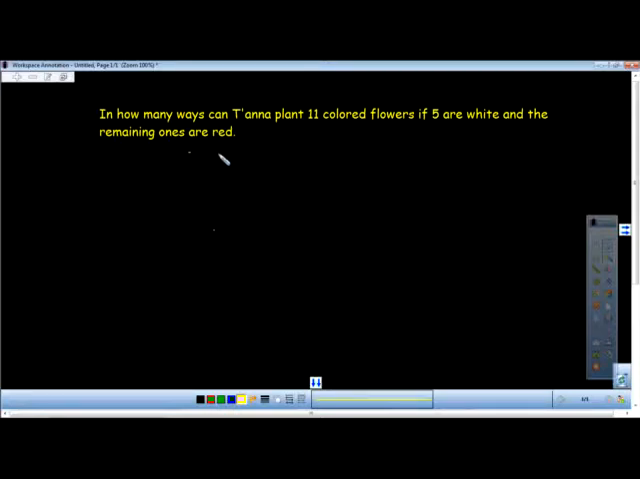In this problem, we have permutations with identical objects. That means we have 11 different flowers, 5 are going to be white, and then the remaining ones are all red. So the formula for this is a little bit different if you have identical objects.